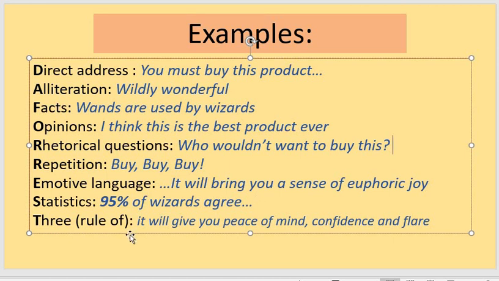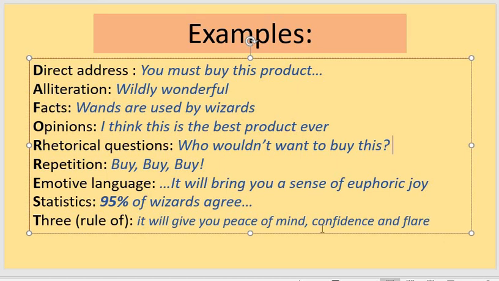Okay. And then the rule of 3. It will give you peace of mind, confidence and flair. So a rule of 3, also can be known as a triple or a list, is where you basically list things that are all to do with the same kind of thing but different references to them. So the same sort of lexicon. So it will give you peace of mind, confidence and flair.